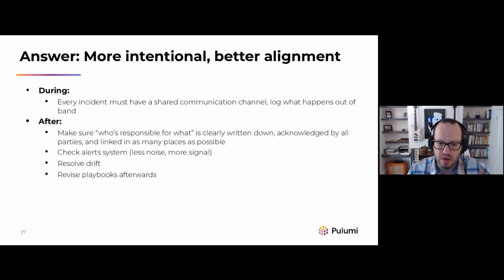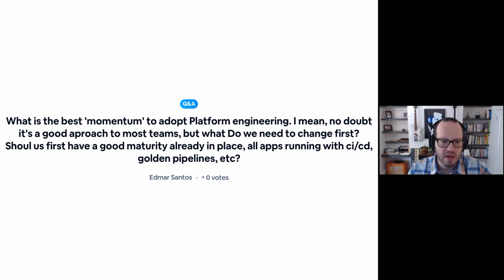Okay, so let's hop over to questions real quick. I'm going to throw this up. What is the best momentum to adopt platform engineering? I mean, no doubt it's a good approach for most teams. But what do we need to change first? Should we first have a good maturity already in place? All apps running with CI/CD, golden pipelines, etc.